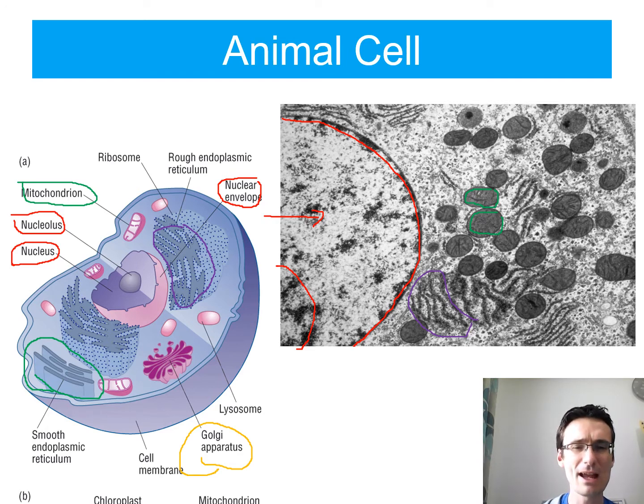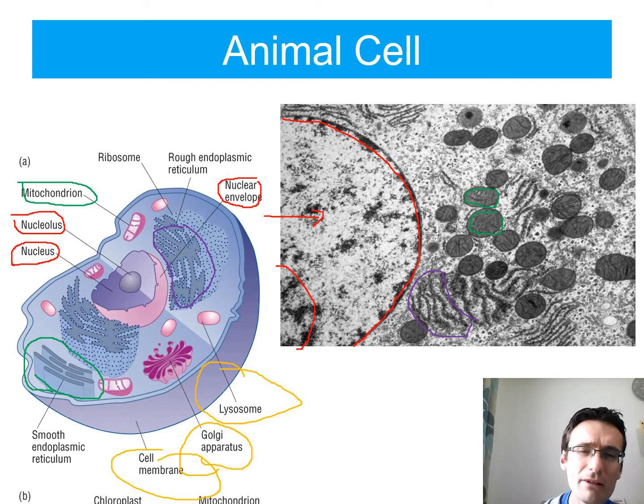Then we've got some extra things. We've got something called a lysosome, which contains hydrolytic enzymes, and they're the cell's defence. White blood cells will have big lysosomes to destroy any bacteria when they do phagocytosis. And then we've got the cell membrane. Hopefully you know that the cell membrane in an animal cell controls what enters and leaves the cell.